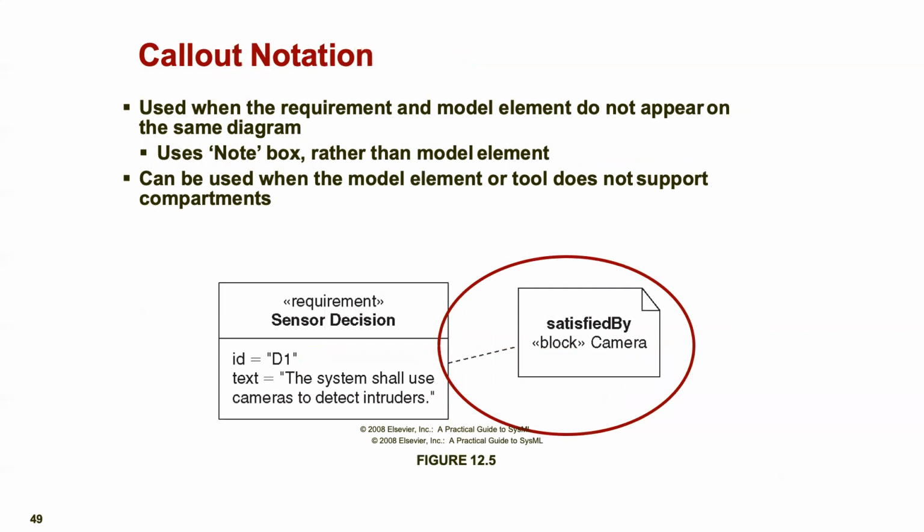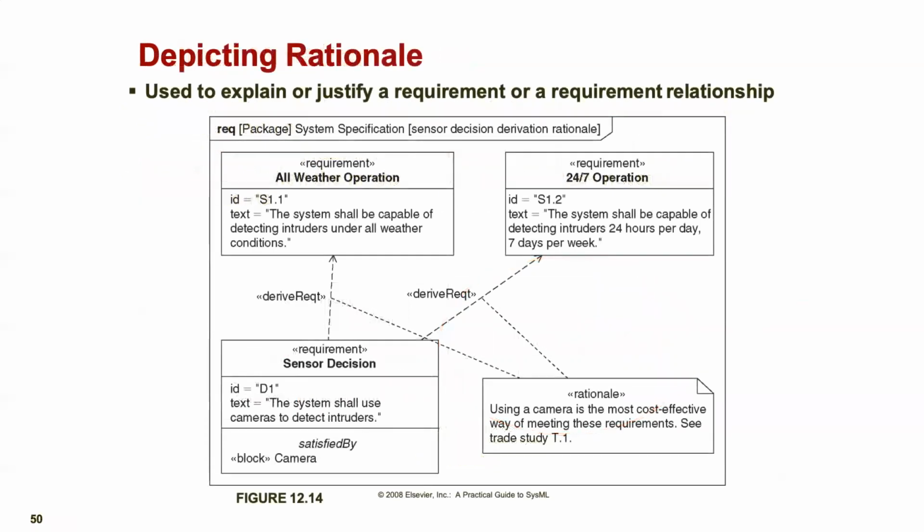This can be used when the model element or tool does not support the compartments. So for depicting the rationale, this is used to explain or justify a requirement or requirement relationship. And so here, these are just more examples. We can see the rationale that can be tied in.